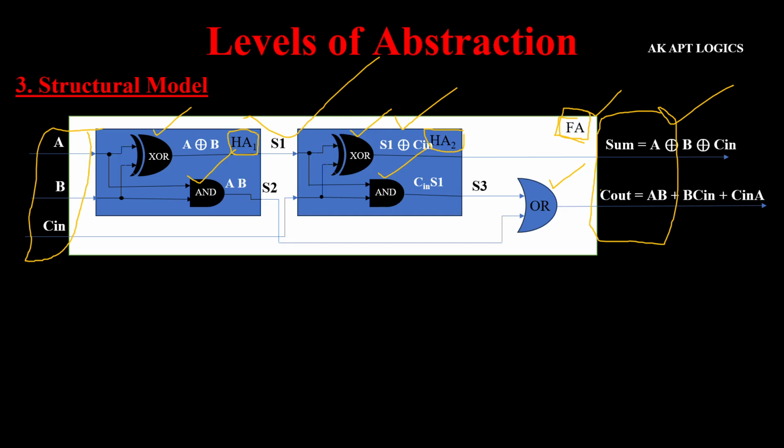Internally, the first input A is applied to the first XOR gate of the first half adder, and the second input B is applied to the XOR gate's second input. Then the resultant will be A XOR B, right? We treat this A XOR B as S1, which is an intermediate signal whose value is equal to A XOR B only. This is called an intermediate signal.